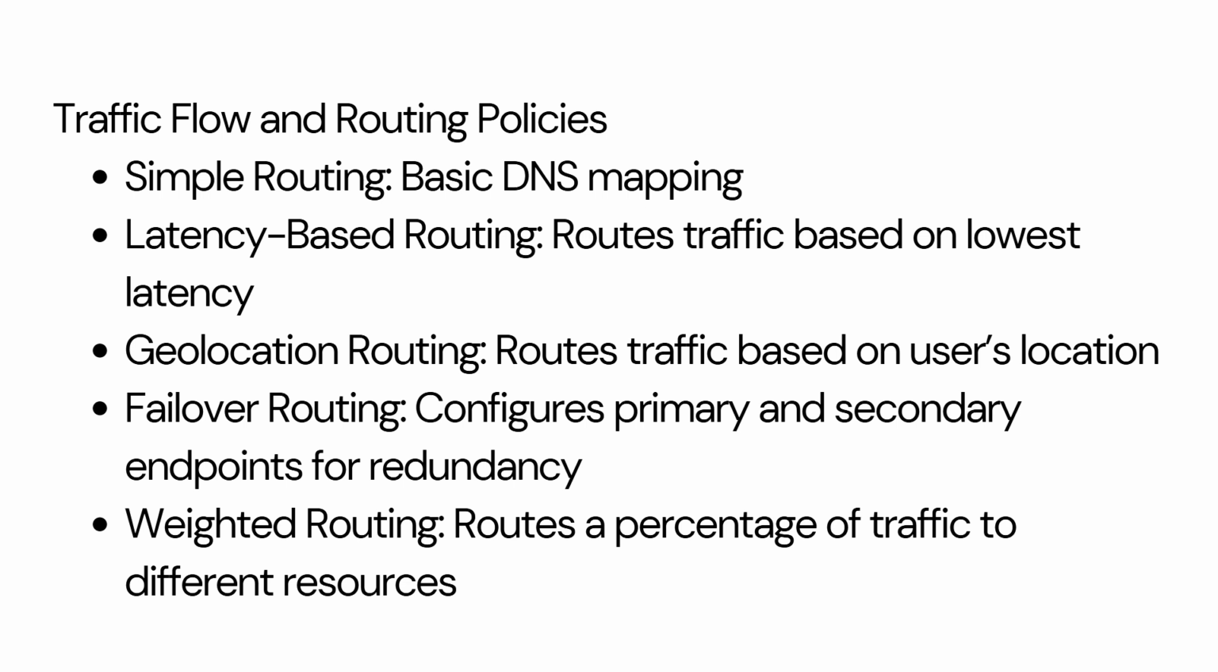Whenever a Chinese user needs particular content, then this content is served as content approved by the Chinese government or administration. Like, what they want to show, only those things are shown. And this is termed as geolocation routing. And failover routing configures primary and secondary endpoints for redundancy.